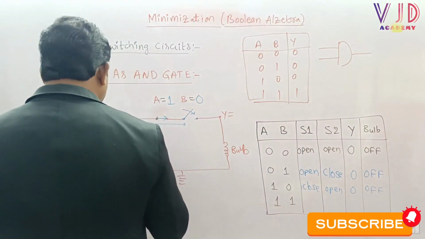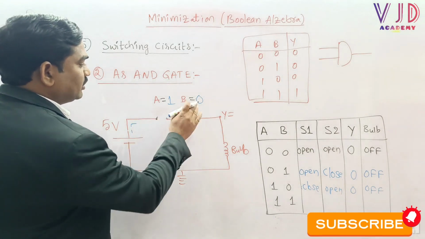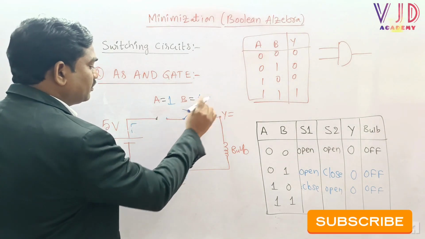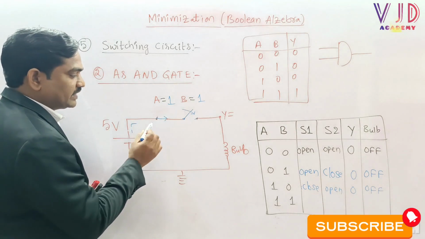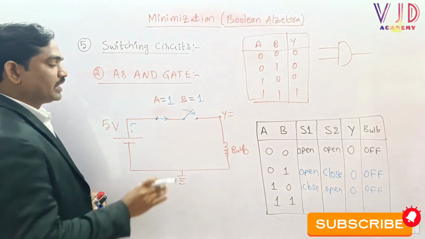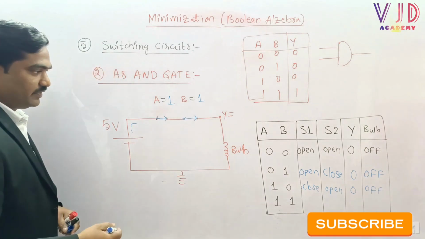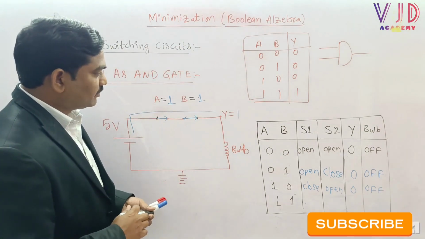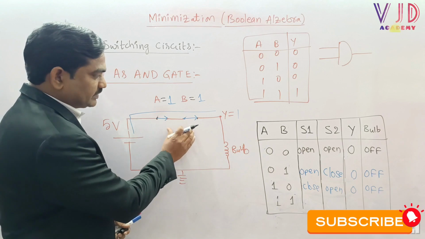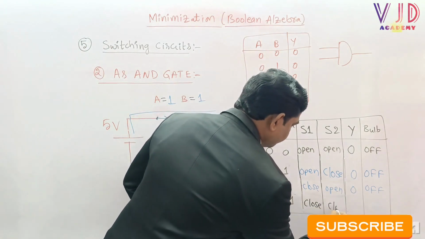And now coming to the final case, sir, A equal to 1 and B equal to 1. The moment we apply A equal to 1 and B equal to 1, there is a connection between the input and the output node, and again there is a connection between input and output. Fourth case, when A equal to 1, B equal to 1, both switches are closed.